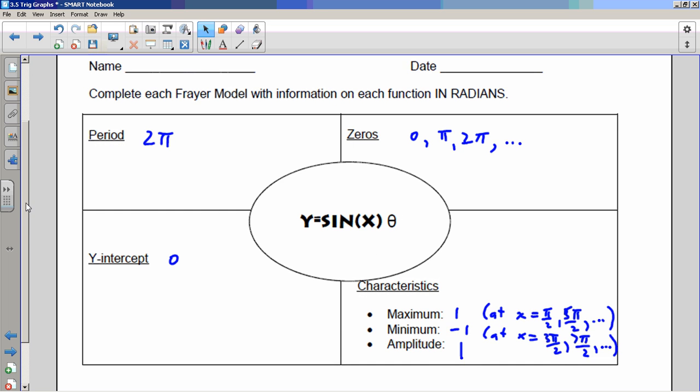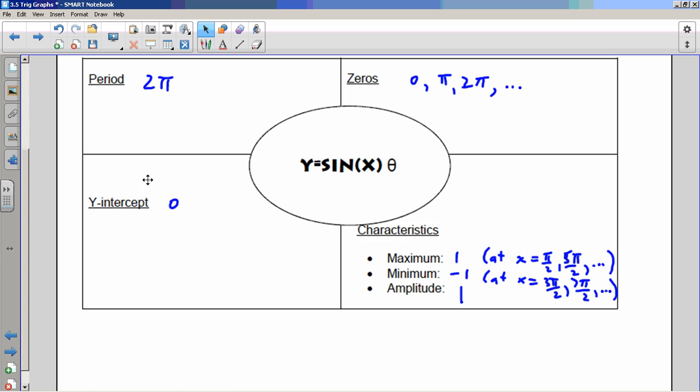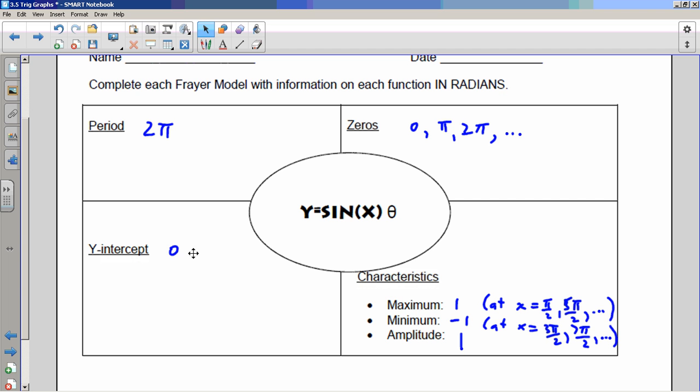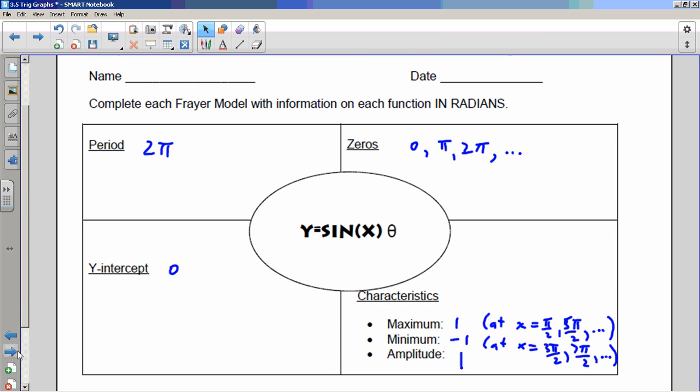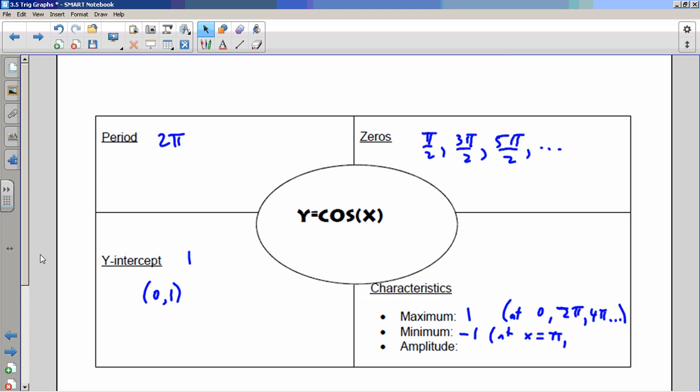And the idea is then you can write in anything that you want to about sine x. Maybe you do a little sketch so you remember that it starts at 0. The y-intercept is 0, the starting spot. All right, so don't spoil it. Try it yourself. And here's cos x. There's the cos x one. Okay, you can pause the video.